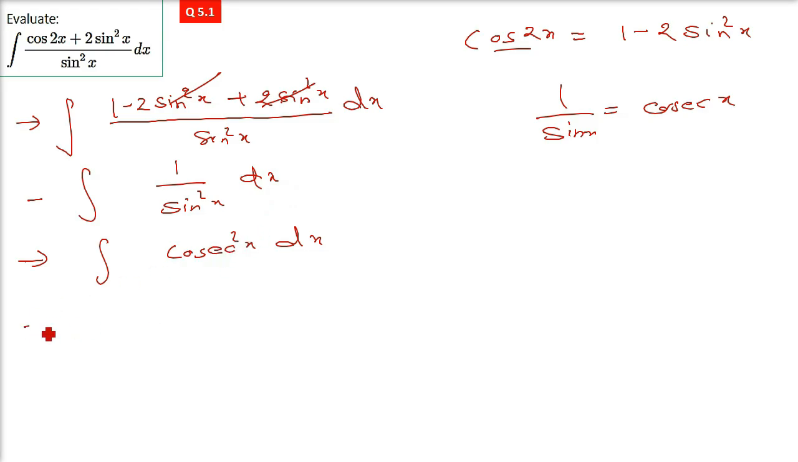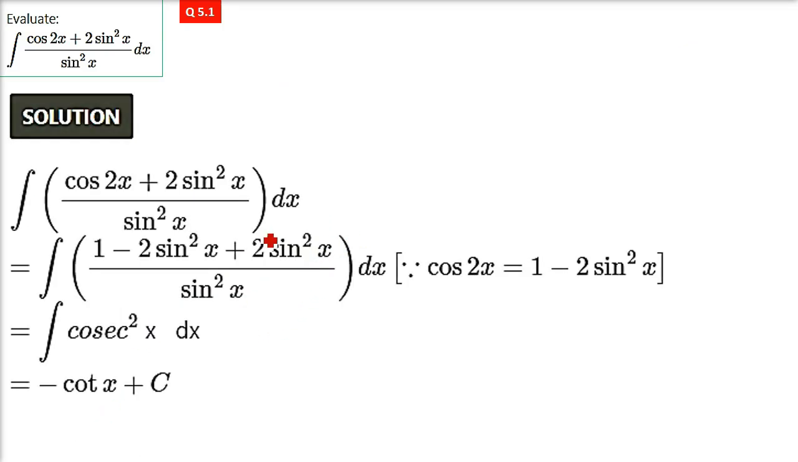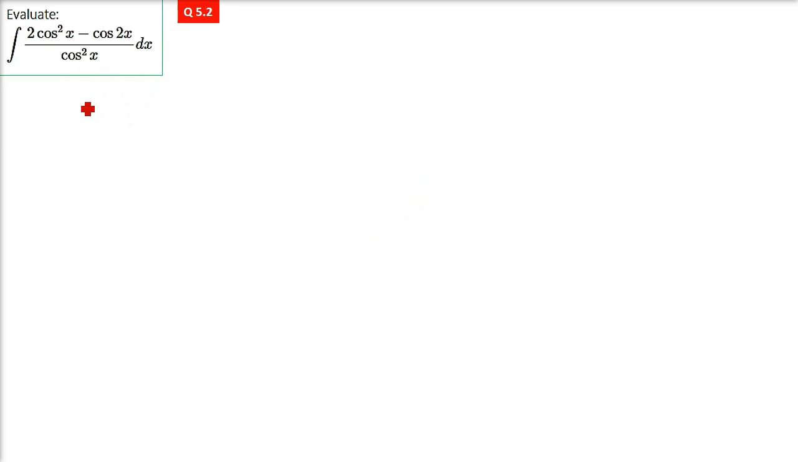So integration is just the inversion of differentiation. The derivative of cot x is minus cosec square x, so you can write the integral as negative cot x. So this comes like minus cot x plus c. This is the entire solution. Whenever you want to solve it, you have to do it like this. Similarly, we have done the formulas and applied them to previous questions.